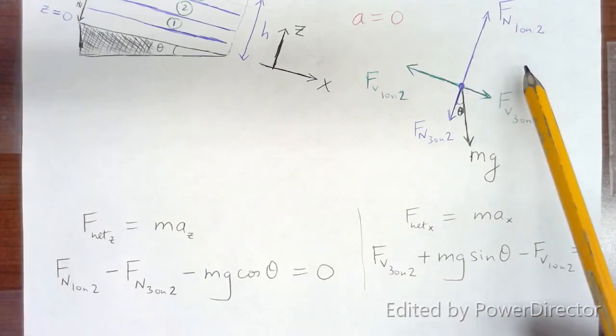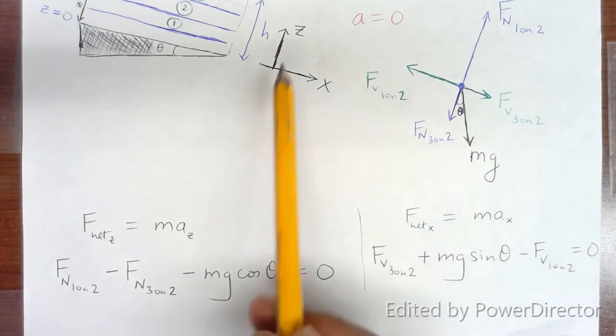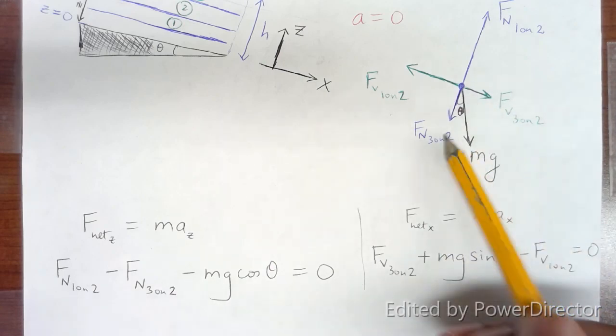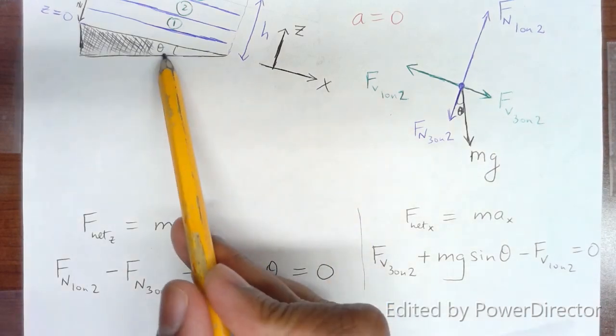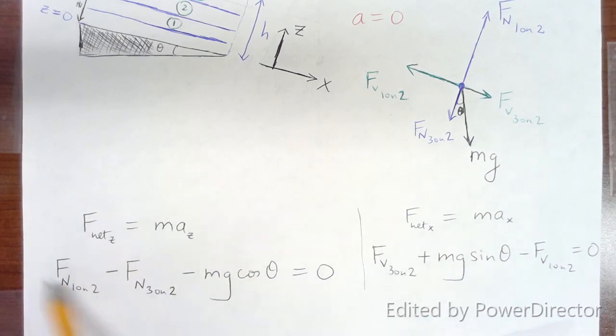Now that we have the free body diagram, we can write our second law equations in the x and z direction. So let's start with the z direction. We have F net z equals m a z, and in the z direction we have the normal force of 1 on 2, we have the normal force of 3 on 2 in the negative z direction, and we have a component of the force of gravity, and we can see that this angle is also theta, the same as the slope angle there. And so we have minus mg cosine theta, and all these components put together give us 0 in the z direction because there's no acceleration.